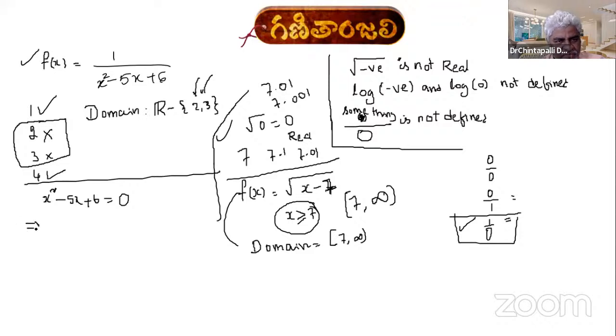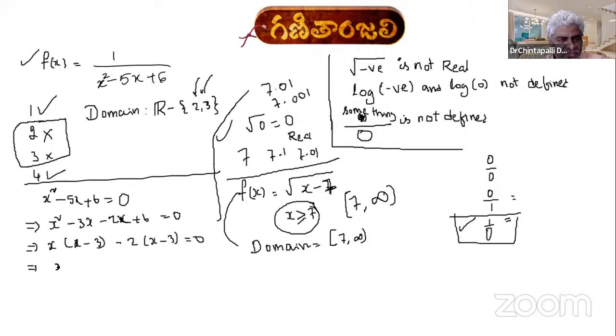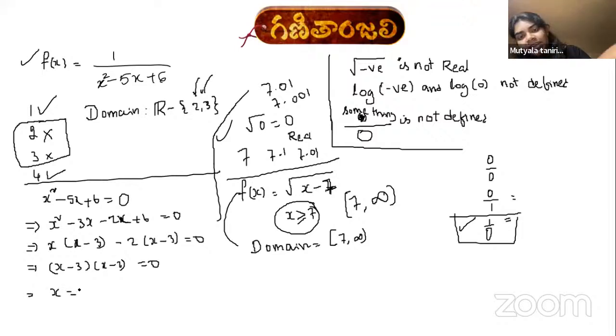x square minus 3x minus 2x plus 6. Take x common: x times x minus 3, and then minus 2 common, x minus 3. x minus 3 common, times x minus 2. That means x equals 3 and x equals 2.